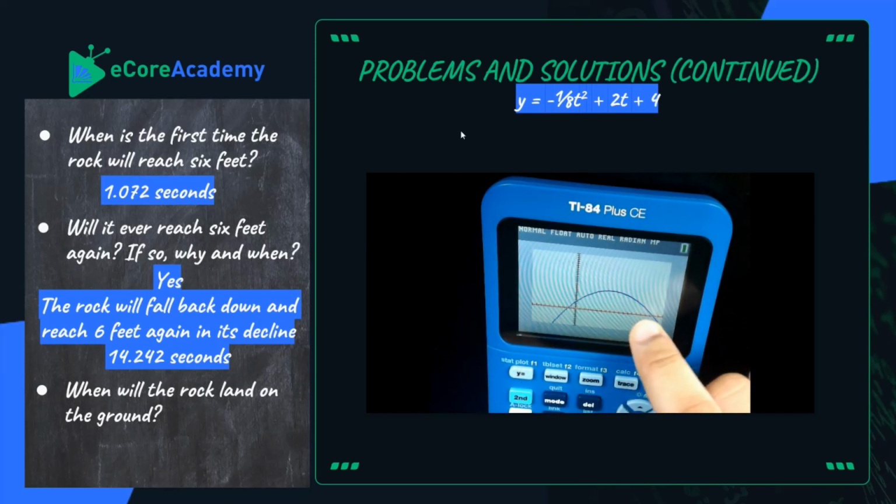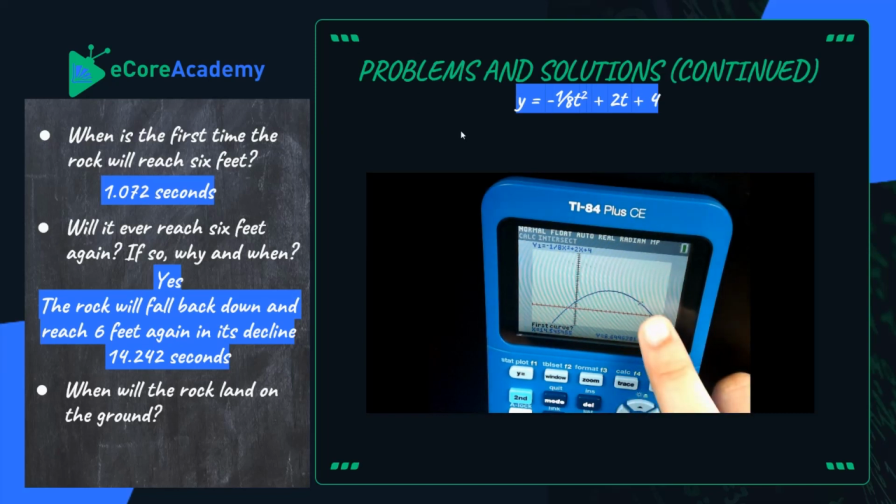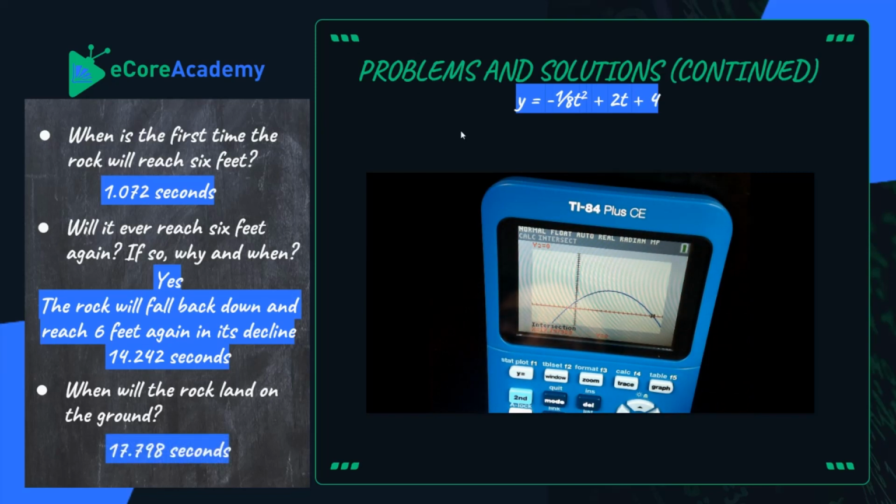Next, you want to find the intersection over here. To do that, you'd hit second, trace, and then you would hit 5 for intersect. And I would just hit the right arrow so I get closer to, I want to get this intersection point to the right, not this one to the left. So I'd scroll over to the right. I hit enter 3 times. 1, 2, 3. And then if I hit the next arrow, you see the answer is 17.798 seconds. So that is when the rock will land on the ground.